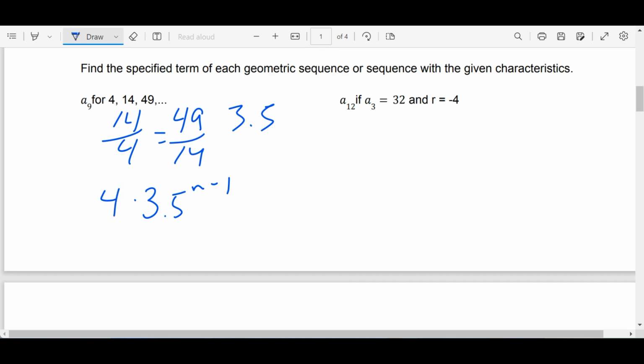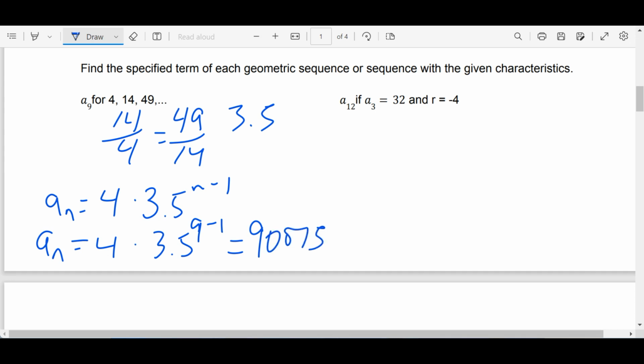We put 4 here because we know that 4 is your a sub 1. So if I put in 9, that was a 9, not an a, just so we're clear. If you do that, it will equal about 90,000. Yes, 90,075.02.